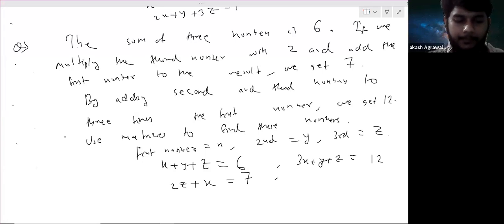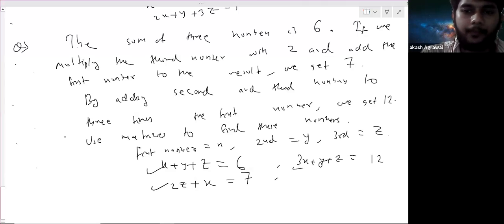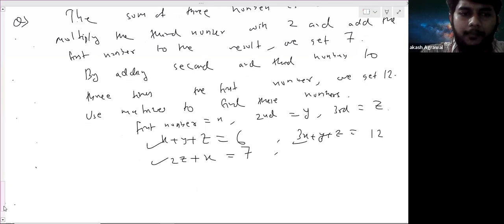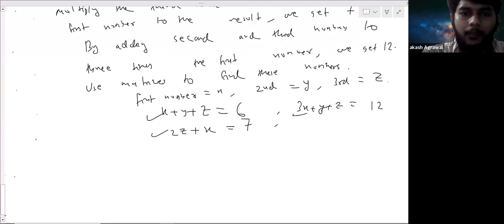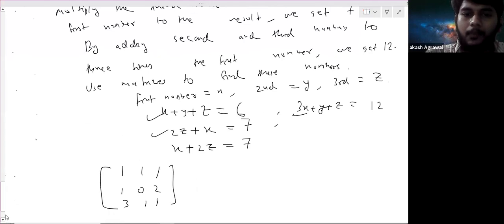Aliza, how can you solve? Okay. You got these equations? Yes, sir. Now it's very easy, right? You have been doing this all along. So this is x plus 2z equals 7. So this is 1, 1, 1, and 1, 0, 2, 3, 1, 1. So x, y, z equals 6, 7, and 12.